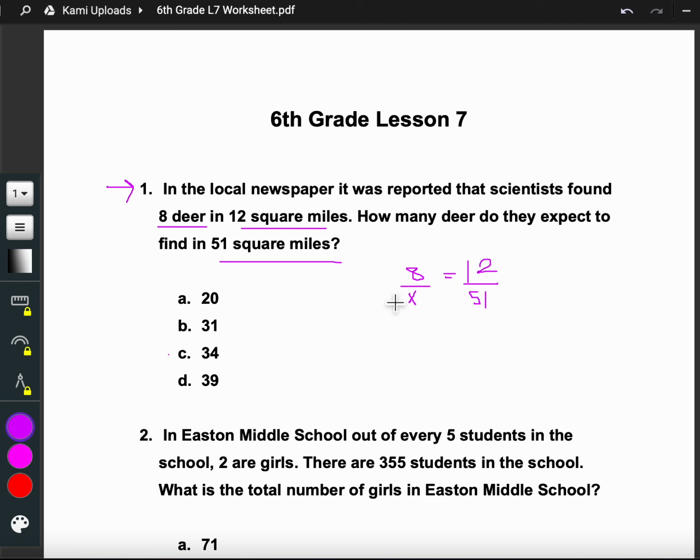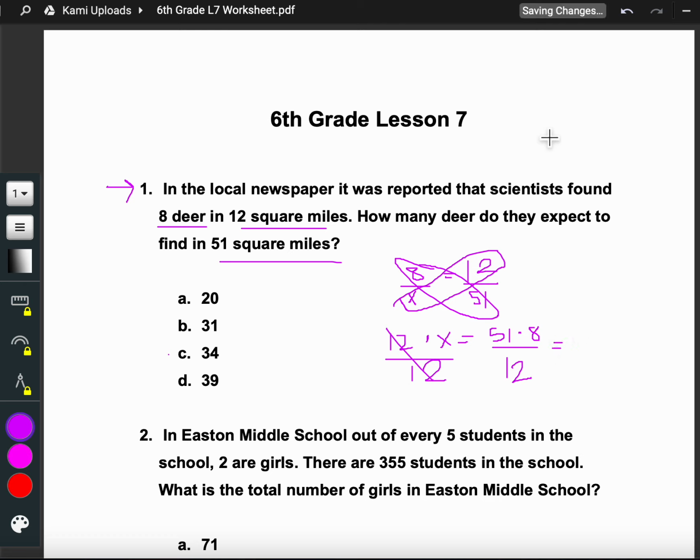So we will cross multiply, so 12 times X and 51 times 8. So we're going to write it out like this. 12 times X equals 51 times 8. Okay, we're going to divide both sides by 12. So 12 divided by 12 is 1, so that cancels out. And 51 times 8 divided by 12.